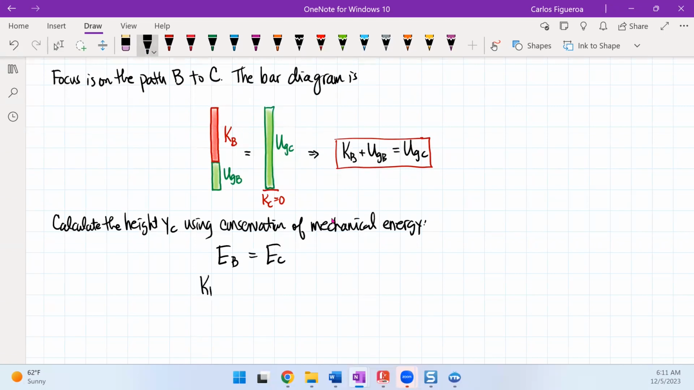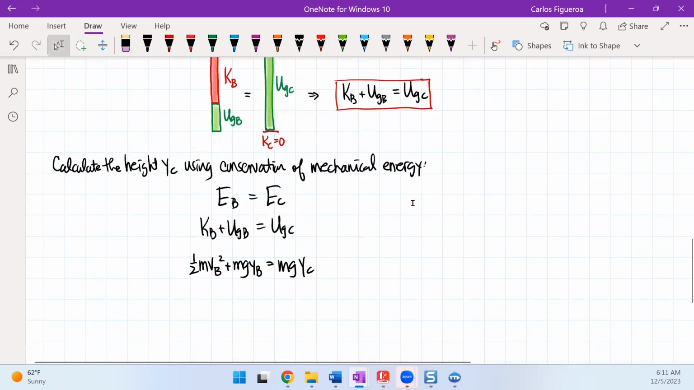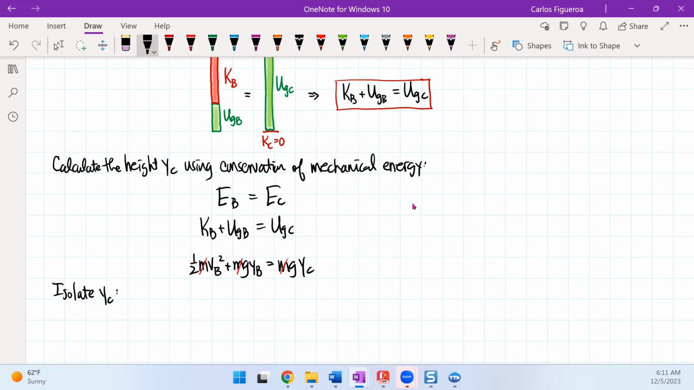So this has to be KB plus UGB equals UGC, which means I have 1/2 mVB squared plus mgYB equals mgYC. Again, because gravity is the only force, it's always going to be mass independent. So now I'm going to isolate YC. Doing a little bit of algebra, this is going to be VB squared over 2G, plus YB.